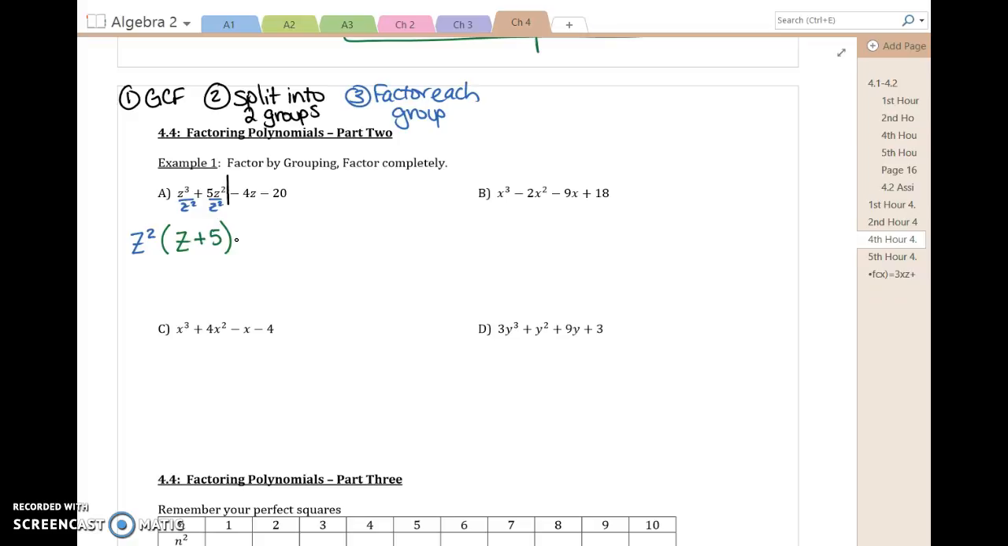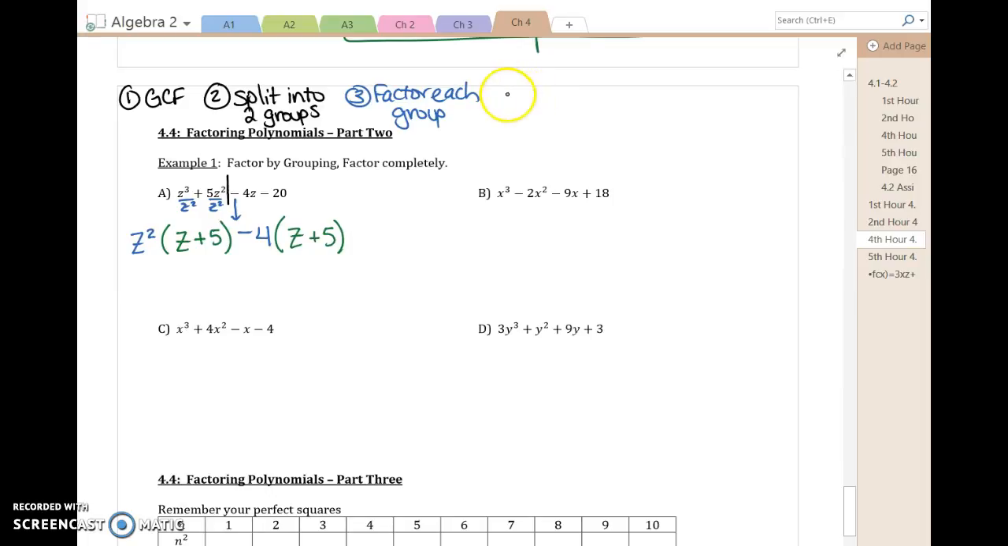Okay, good so far? Now we factor the second group. Huge helpful hint, whatever symbol comes in front of the third term, drop that symbol down. What do negative 4z and negative 20 have in common? Negative 4. Negative 4z divided by negative 4 is z. Negative 20 divided by negative 4 is positive 5. Do you notice that the 2 green sets of parentheses are exactly the same? You want them to be exactly the same.